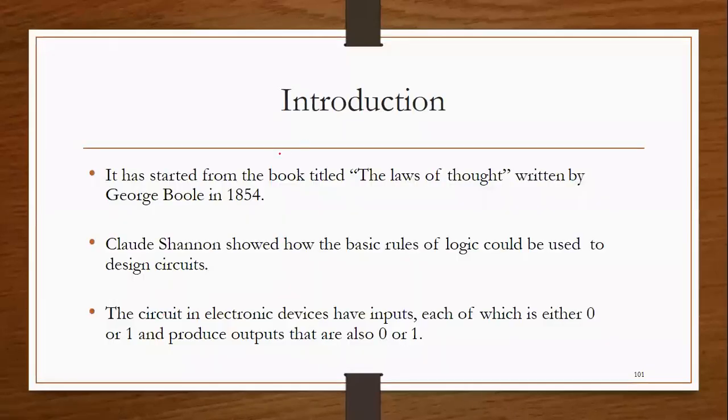So here it has started from the book titled The Laws of Thought, written by George Boole. That is where the Boolean algebra was derived, in 1854. So that is the 19th century, and then in 1938, Claude Shannon showed how the basic rules of logic can be used to design circuits. The circuits in electronic devices have inputs, each of which is either 0 or 1, and produce outputs that are also 0 or 1.